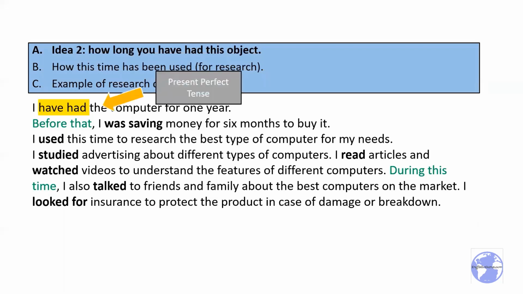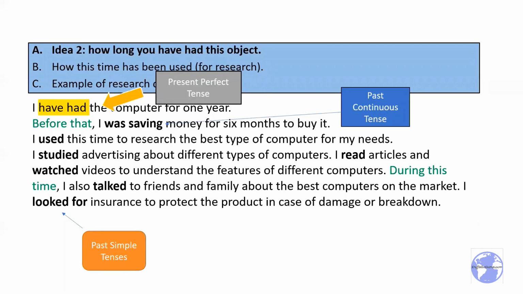So I've used the present perfect tense. I've also used past continuous tense, and I've used the past simple tense. So I've used 3 different tenses in my second point. That shows a great grammar range and accuracy. So here I am reaching definitely a higher band score level. And I've used complex sentences with before and during.